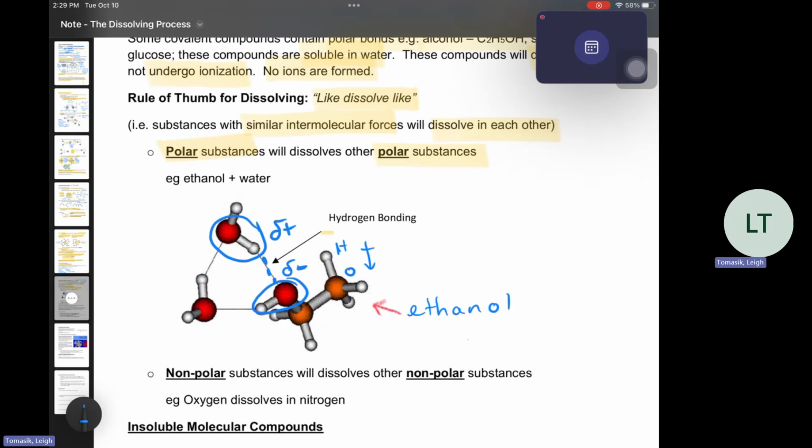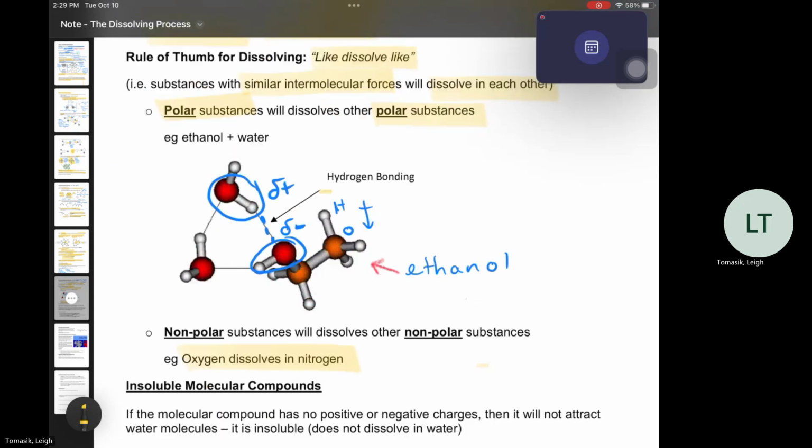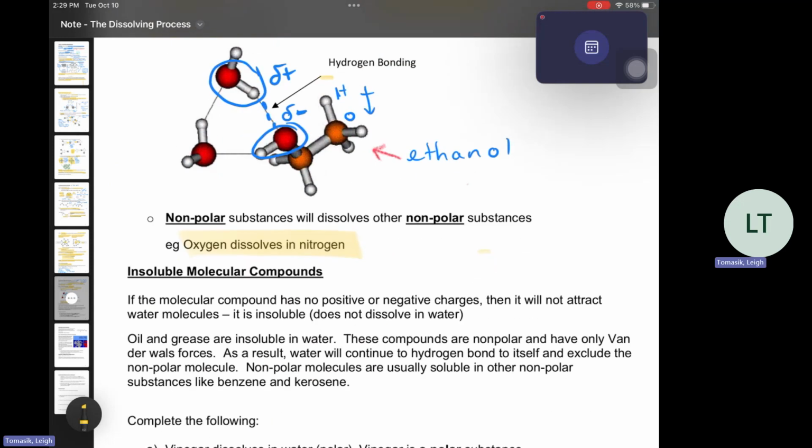Nonpolar substances will dissolve in other nonpolar substances. So for example, oxygen does not dissolve very well in water, but it dissolves much better in nitrogen. Right? If you compare how much oxygen dissolves in nitrogen and how much oxygen dissolves in water, nitrogen will be quite a bit more.